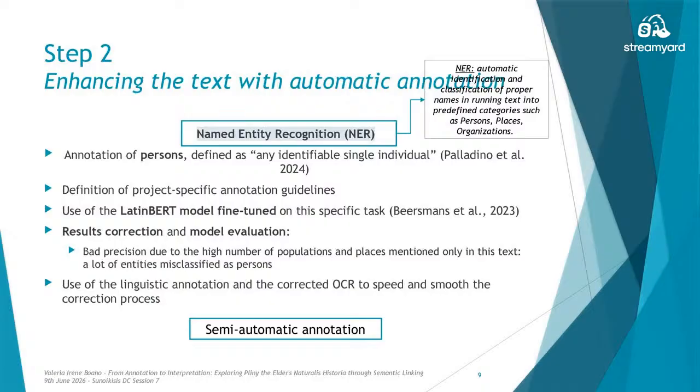Then I tried using this Latin-BERT model that was fine-tuned on this task. So basically, it was specialized on this task. But when I corrected the results and evaluated the model, I realized I could not completely rely on it. Indeed, there was a very bad precision. So I had a lot of entities which were not persons, but had been automatically annotated as persons. And this is due to the nature of my text, where I have a lot of population and places that are mentioned only here. And so the model was not able to correctly disambiguate them.